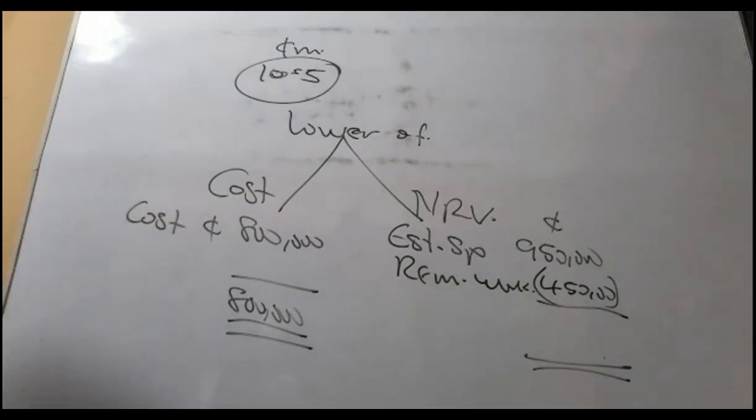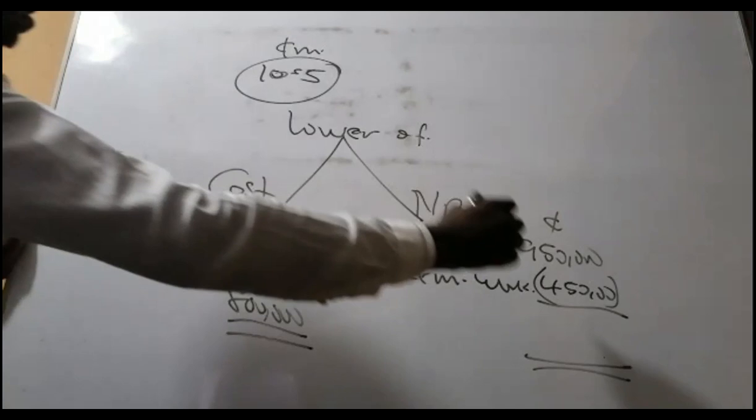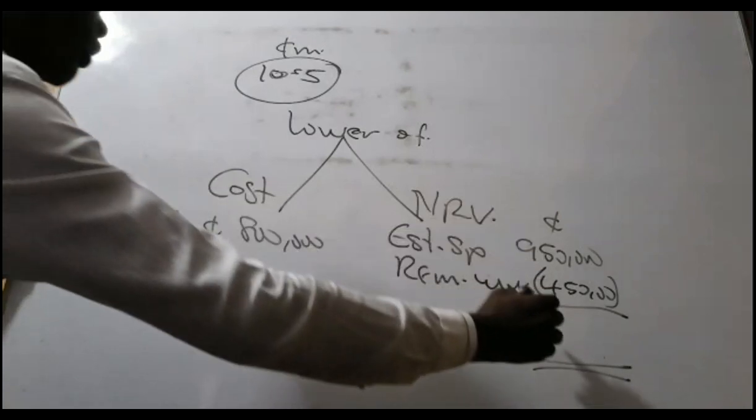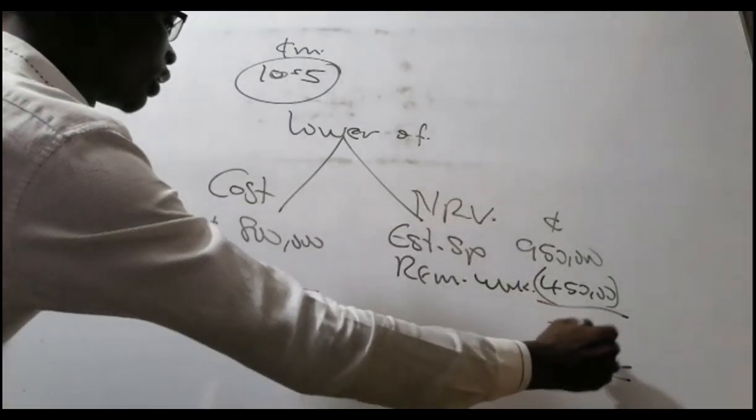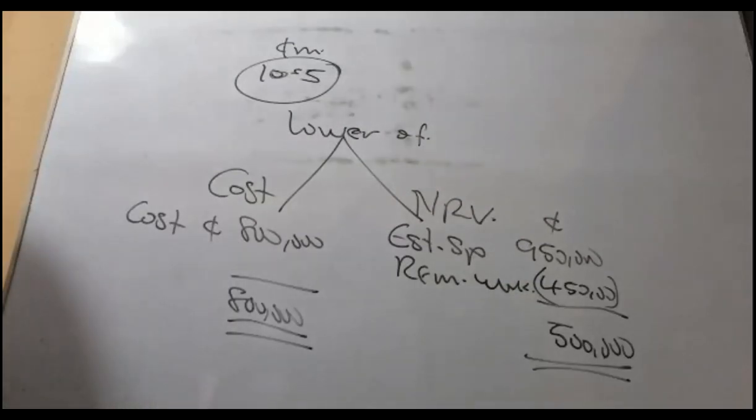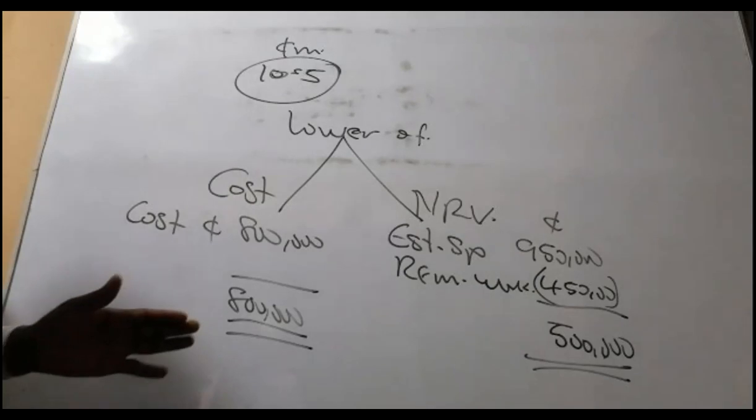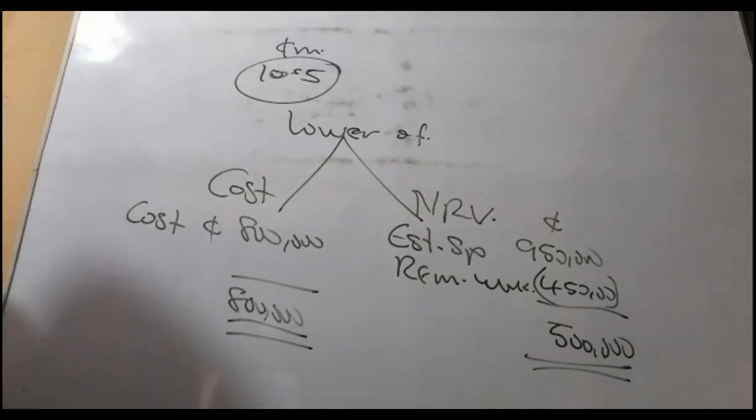So here will be 500. Here will be 500. So inventory must be measured at what? The lower of cost and its what? Net realisable value. So the lower of cost and its net realisable value. So that is it. So which one is the lower here? Which one? 500, right? But not 800. Good.